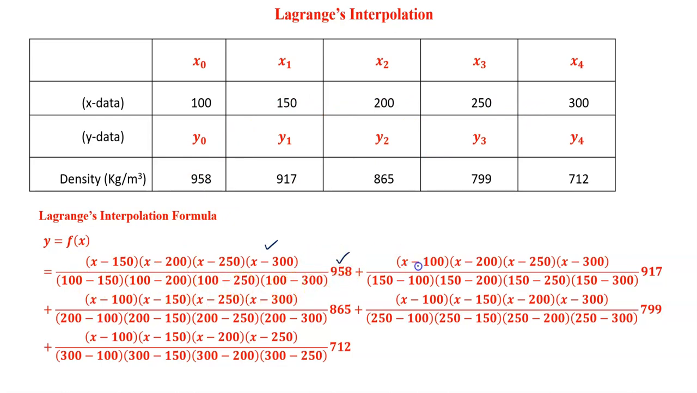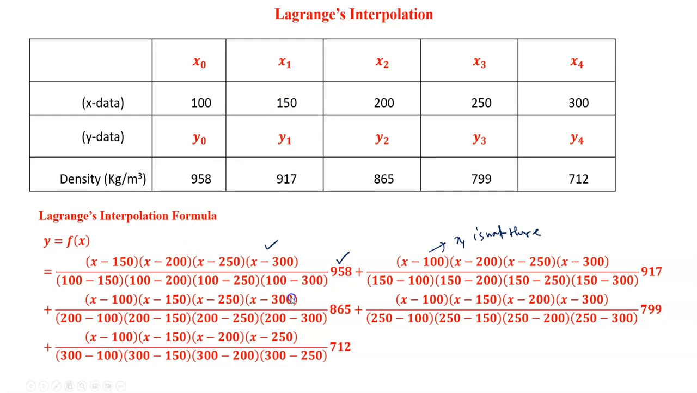In a similar way, (x minus 100)(x minus 200)(x minus 250), in the top the x1 term is not there, and the subtraction in the bottom will be from x1: x1 minus x0, so 150 minus 100, 150 minus 200, and so on. So this is the Lagrange's interpolation formula.